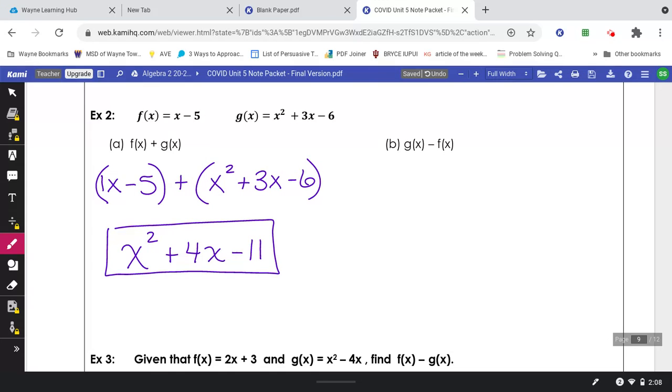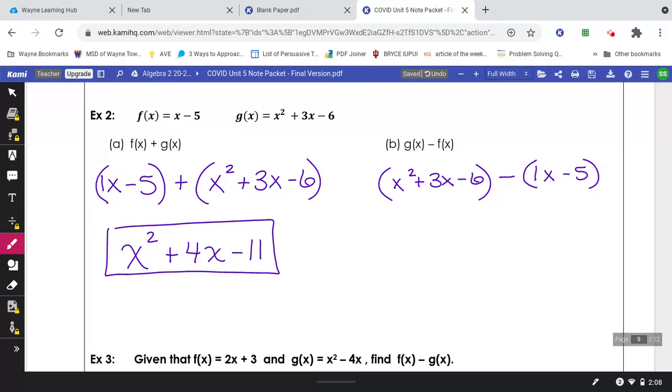For part B, notice how they put the g of x first. So make sure that you put your g of x function first. X squared plus 3x minus 6. Bring down the minus sign, and then you could substitute in the f of x function, x minus 5. I like to put a 1 right there.